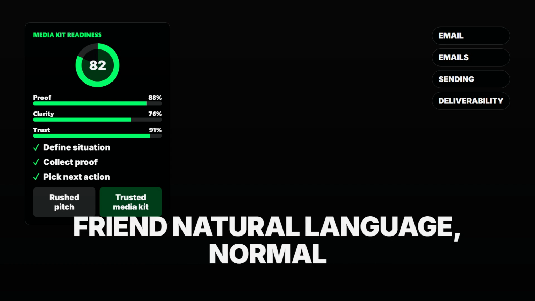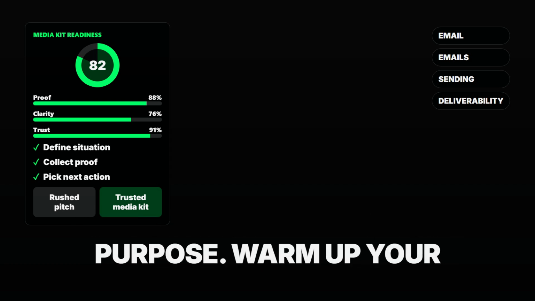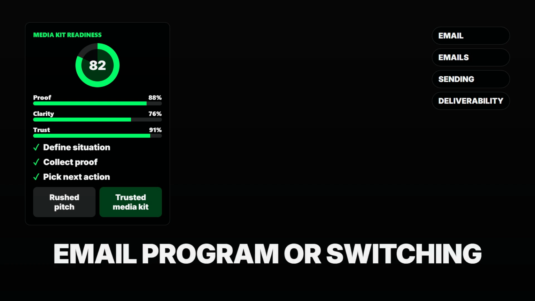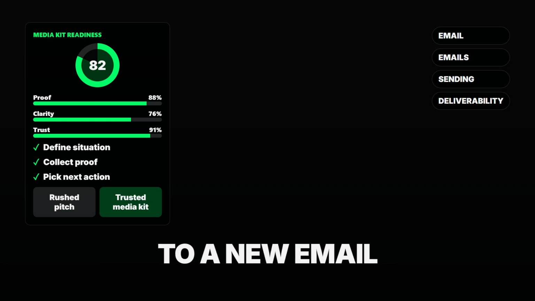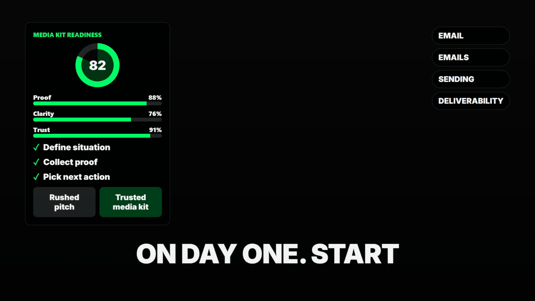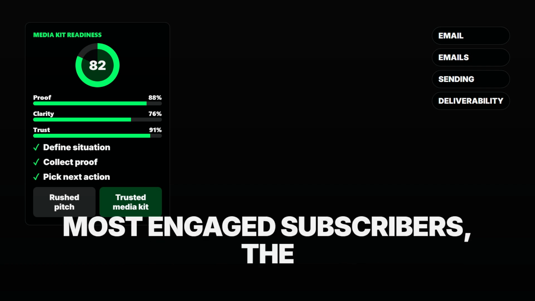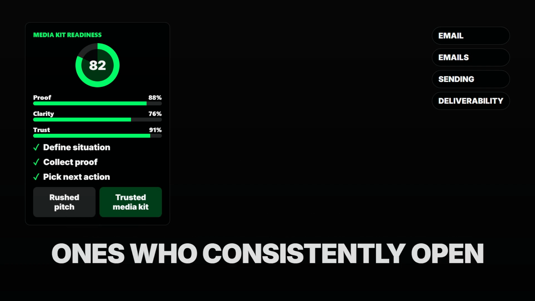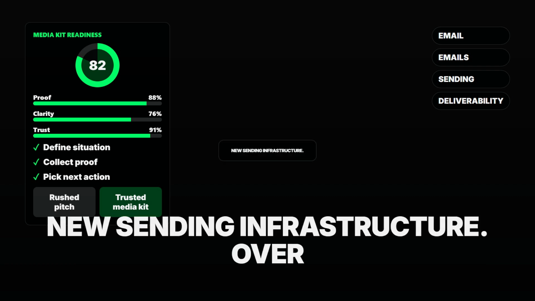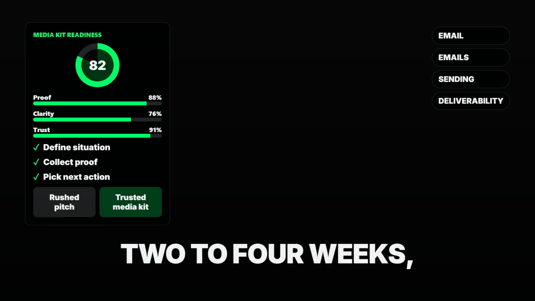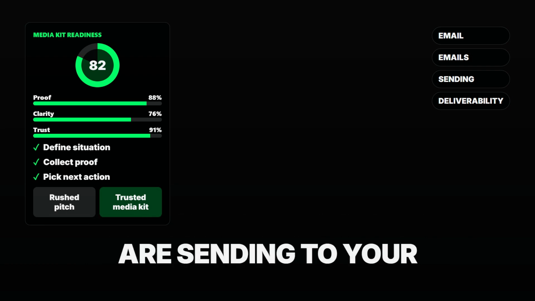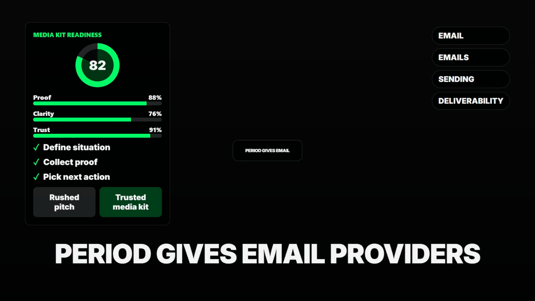Warm up your sending gradually. If you are starting a new email program or switching to a new email platform, do not send to your entire list on day 1. Start by sending to your most engaged subscribers, the ones who consistently open and click. Their positive engagement signals establish a good reputation for your new sending infrastructure. Over 2 to 4 weeks, gradually increase the number of recipients until you are sending to your full list. This warm-up period gives email providers time to evaluate your sending behavior and associate your domain with positive engagement.